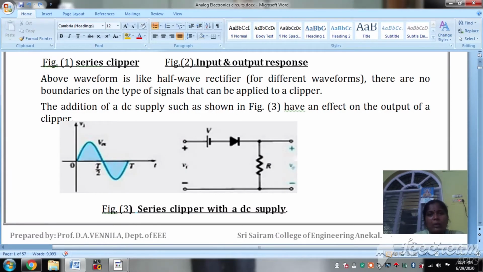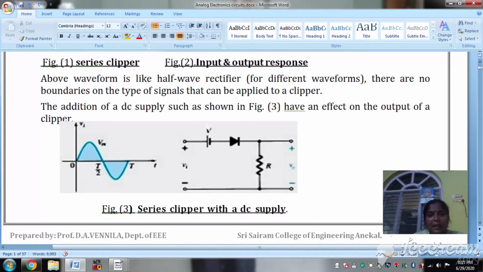One more circuit I will explain here. Here I am having the input. This is another type of connection. This is also a series clipper circuit. The difference between the earlier circuit and this circuit is that here the diode is also in series, because the diode is connected in series with your load resistance. Here I am going to include one more thing, a DC power supply, in series with your diode. That is the only difference. The circuit is the same; the diode is connected in series with your resistance.